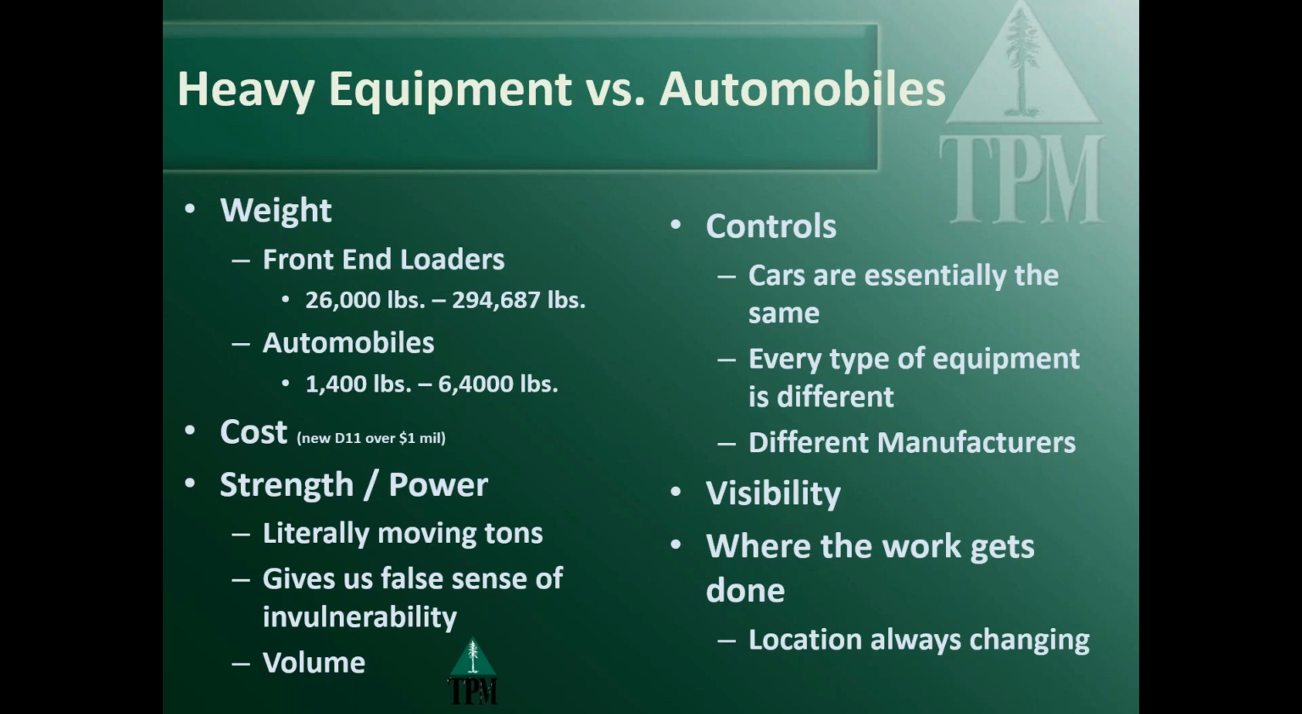Another big difference is the cost of these machines. The heavy equipment is significantly more expensive than your average car. They are literally moving tons of dirt or wood or whatever it may be, and that kind of gives us a sense of invulnerability. The controls are vastly different. Every single piece of equipment is different, whereas most cars are essentially the same. And then we have many different manufacturers, and they're all different.